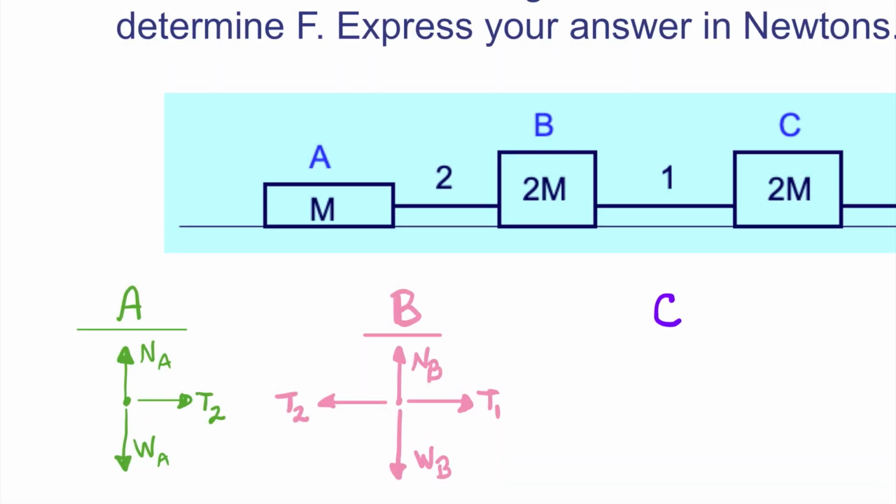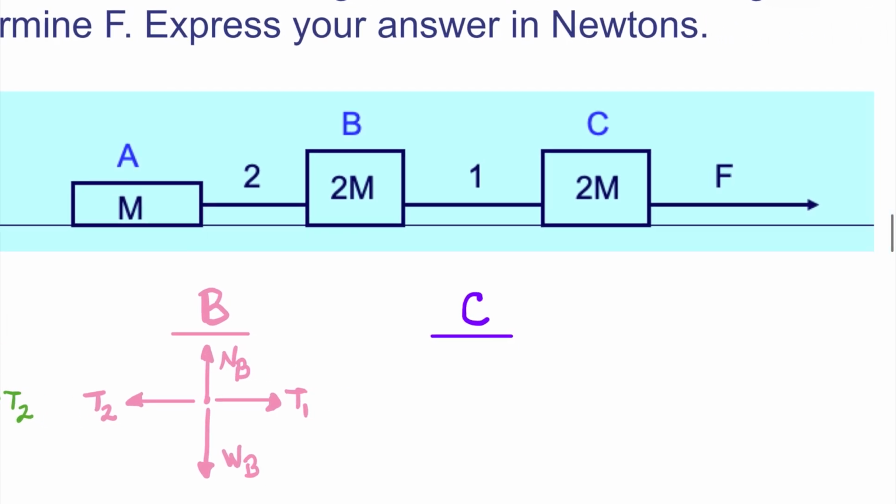Okay, finally, let's do the third box. The third box also has four forces acting on it. It has the normal, which acts up, the weight of C, which acts down. It has force F from being pulled to the right, and the tension in string 1, which acts to the left.